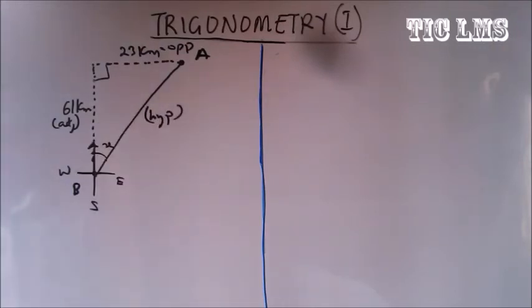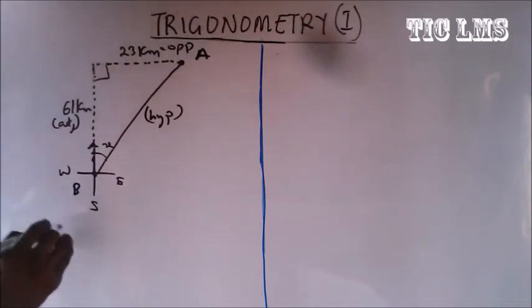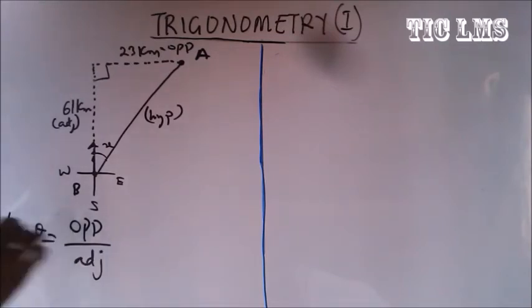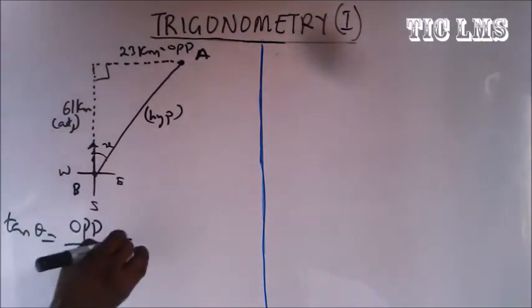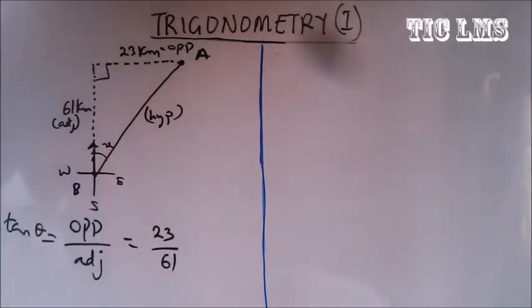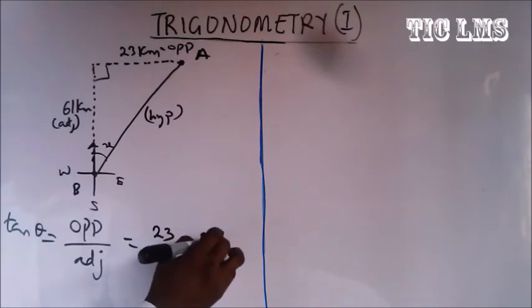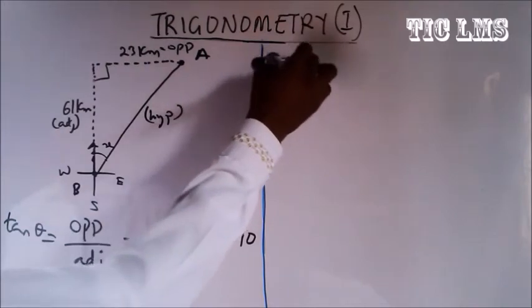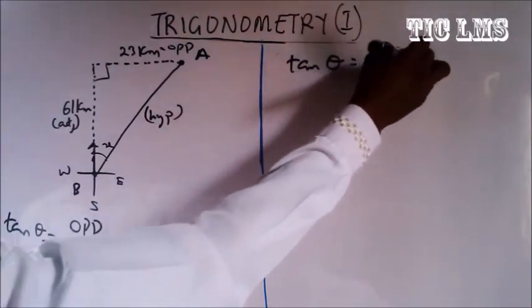Applying SOHCAHTOA, which of the sine, cos, and tan involves the values we've been given? We have 61 as the adjacent, and we have 23 as the opposite. And so we are dealing with opposite and adjacent, which is tan theta. So tan theta equals the opposite over adjacent. And in this question, opposite is 23 and adjacent is 61. 23 divided by 61 gives 0.3770. That is, tan theta equals 0.3770.